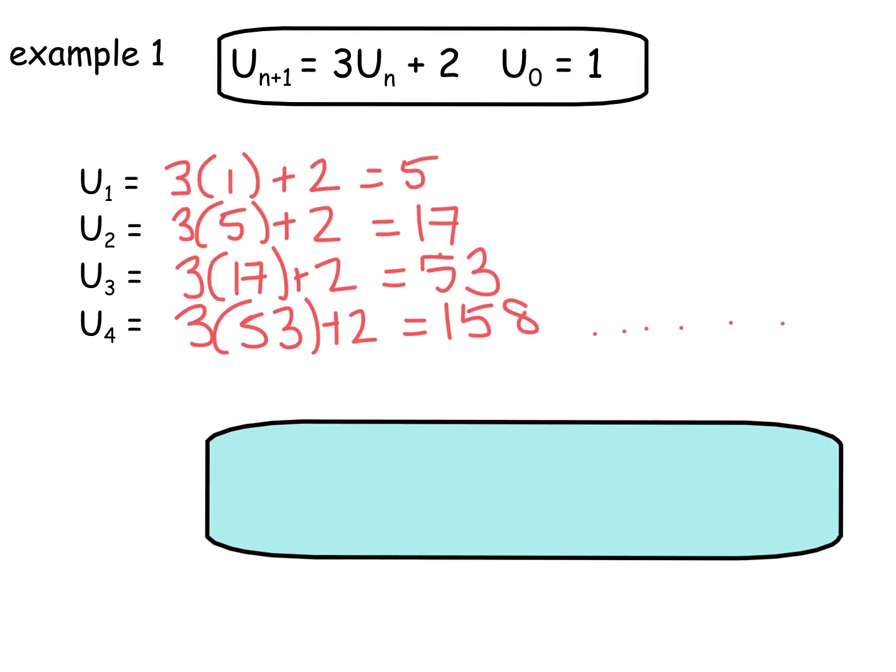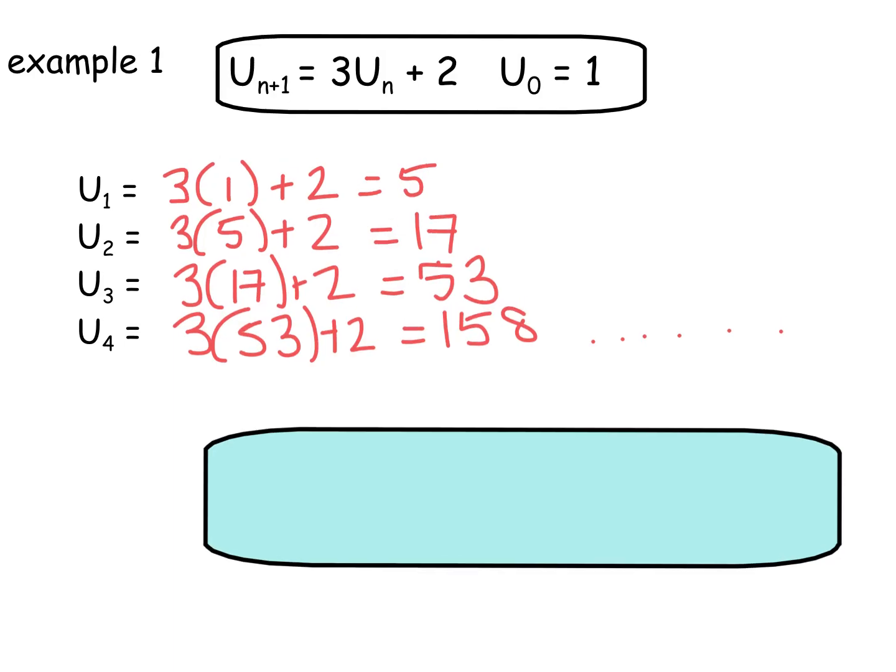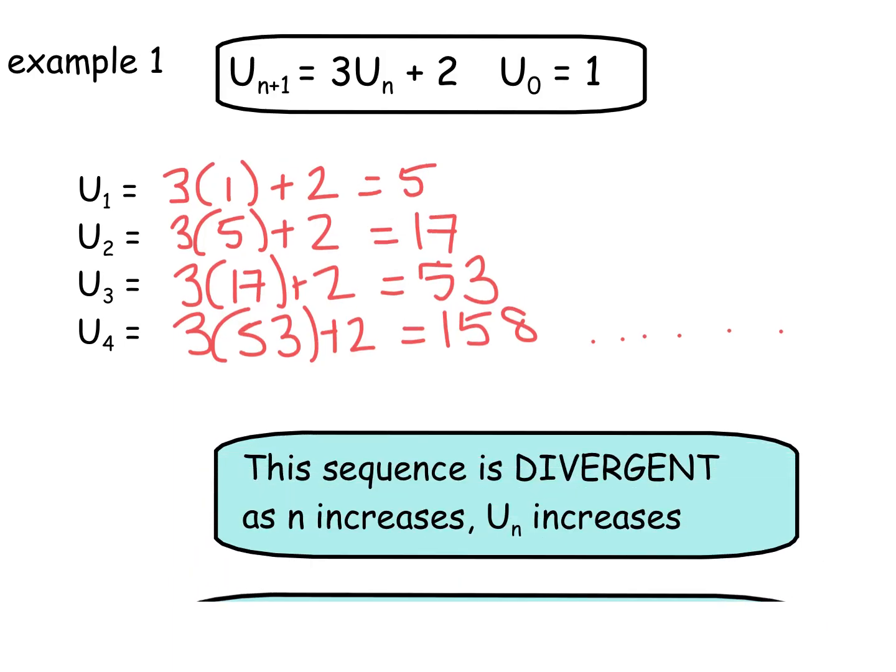So what this sequence is called is a divergent sequence. It's divergent because as n increases, so does my answer. It just keeps getting bigger and bigger. Now that isn't always the case. Let's look at the second example.